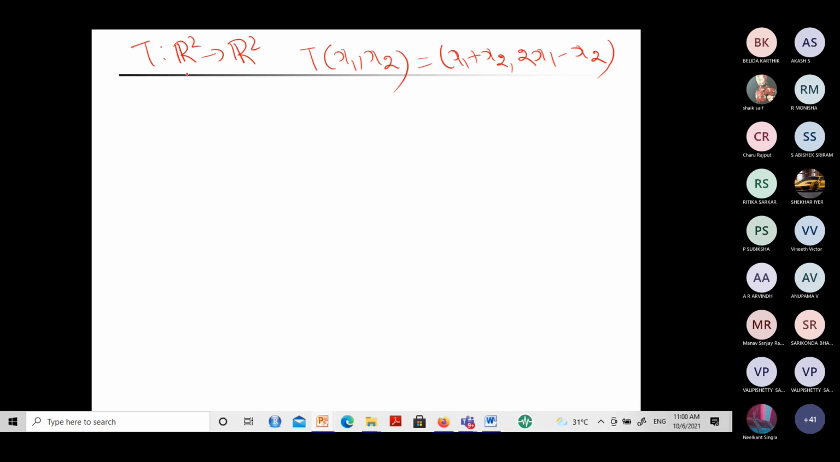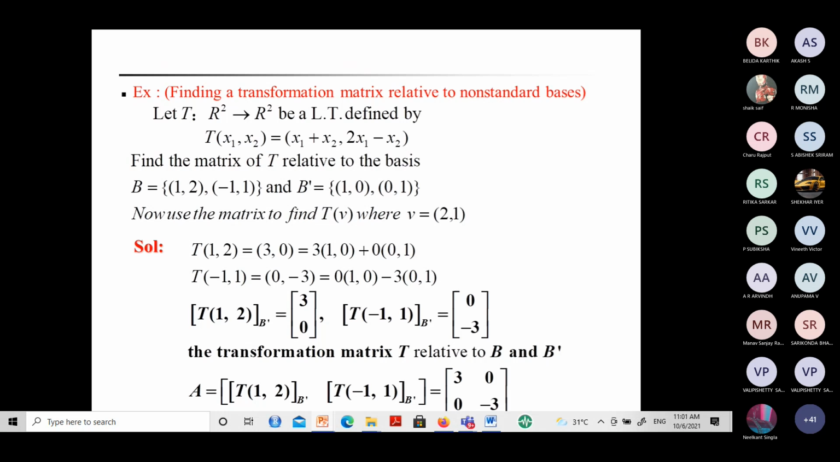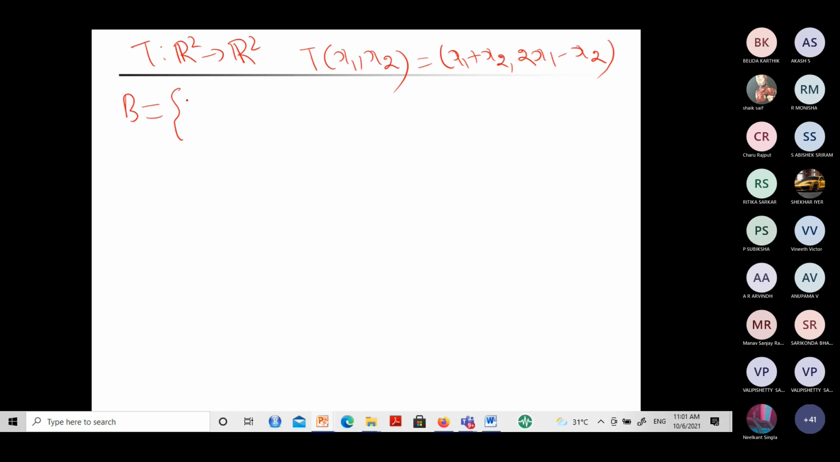So what is given? T is a linear transformation from R square to R square. Okay, so how is it defined? T of x1, x2 is equal to x1 plus x2, comma 2x1 minus x2. Okay, so this domain has a basis B. What is that basis B? (1,2), (-1,1). And what is B dash? Usual basis, (1,0), (0,1).